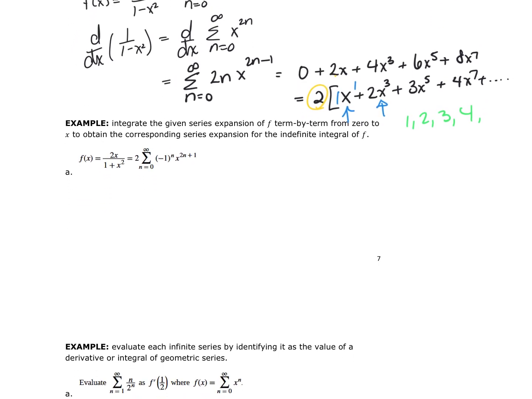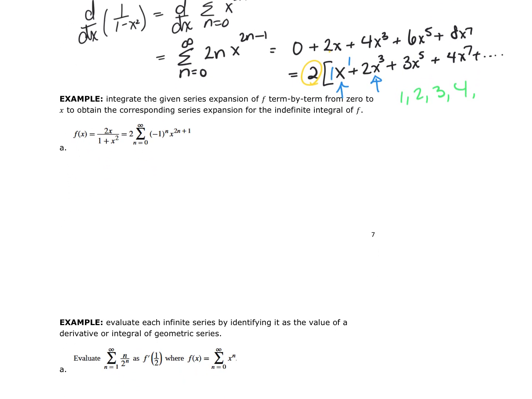All right, let's take a look at the next example. We're going to integrate the series expansion term by term from 0 to obtain the corresponding series expansion for the indefinite integration. So the first one I did the derivative. Now I'm going to do the integral. So I know that f of x is equal to 2x over 1 plus x squared, which is equal to 2 times the summation of n equals 0 to infinity of negative 1 to the n, x to the 2n plus 1. So let's start expanding this. So I'm going to have this 2 out front.